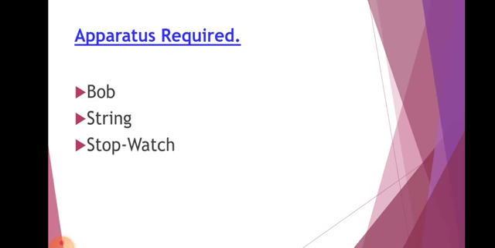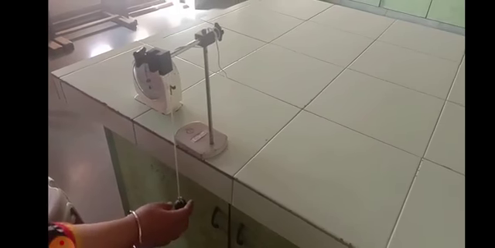For this activity, the apparatus required, that is the material required, is a bob, string and stopwatch. Now student, this is the string and metallic bob suspended. This is the stopwatch. This is our bob. So this is at mean position and this is an extreme position. Again, this is the other extreme position.